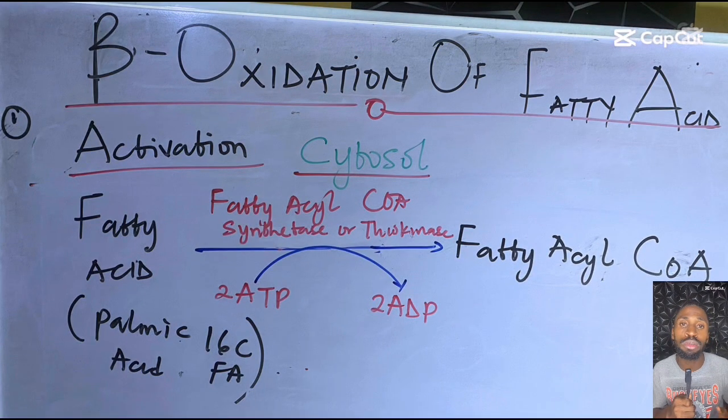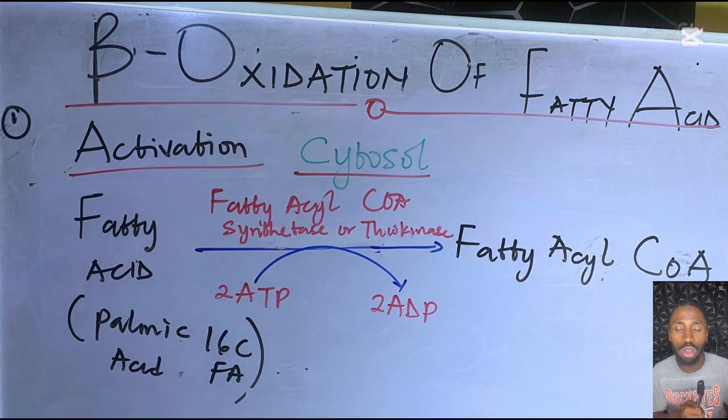Simple. The beta oxidation process undergoes three basic stages. We have the activation of the fatty acid, which we transported using albumin, then the transfer from the cytosol into the mitochondria, and the beta oxidation process proper. In the first one, the activation step, fatty acid is converted to fatty acid CoA by fatty acid synthetase, or thiokinase, utilizing ATP. ATP is converted to ADP in this reaction.